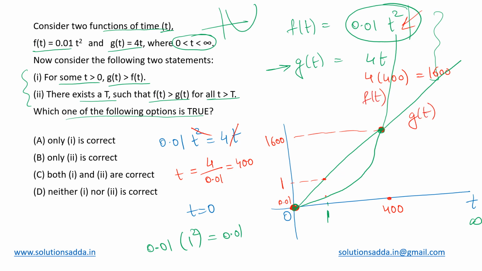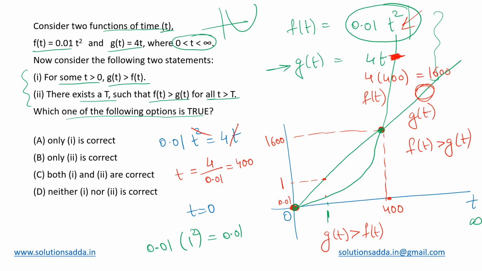Now we can clearly see that up to t equal to 400, the function g of t is greater than f of t. At 400 both are equal, and after 400, we can see f is above g. This is our function f, this is our function g. So after 400, f of t is greater than g of t till infinity.